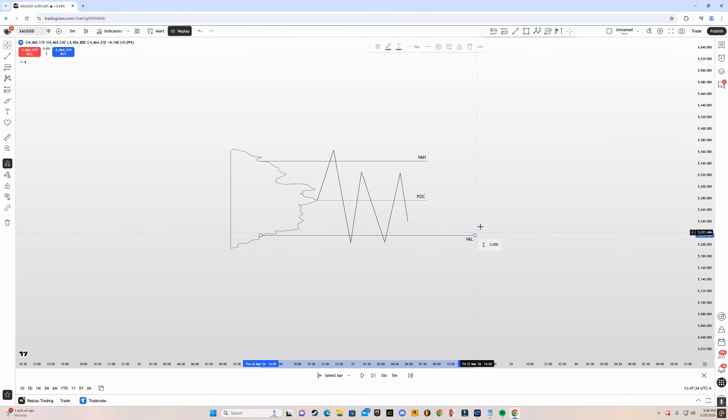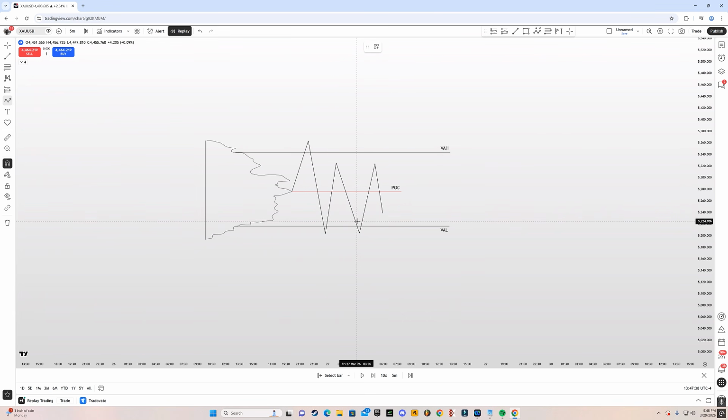Now, what if price breaks below the value area low? Right? Let's just make it like this. And then instead of going up immediately and closing above, it starts consolidating below the value area low like this. Now, what is exactly happening here?